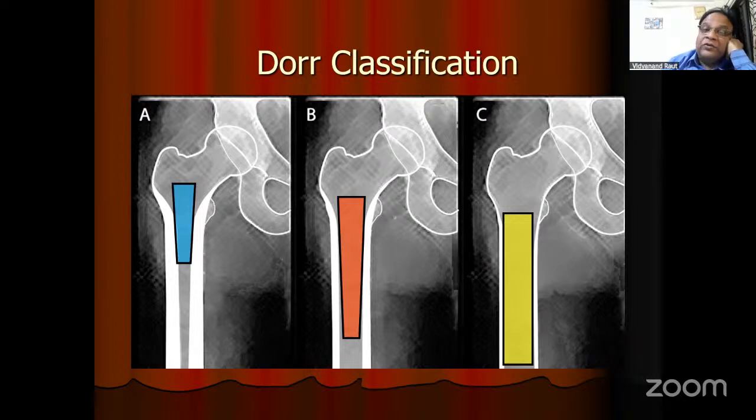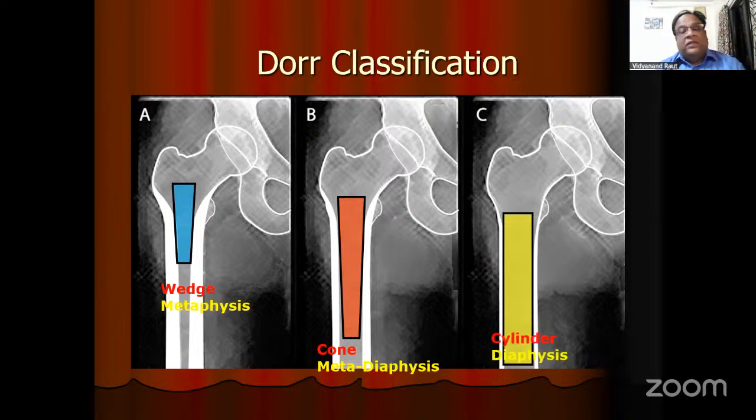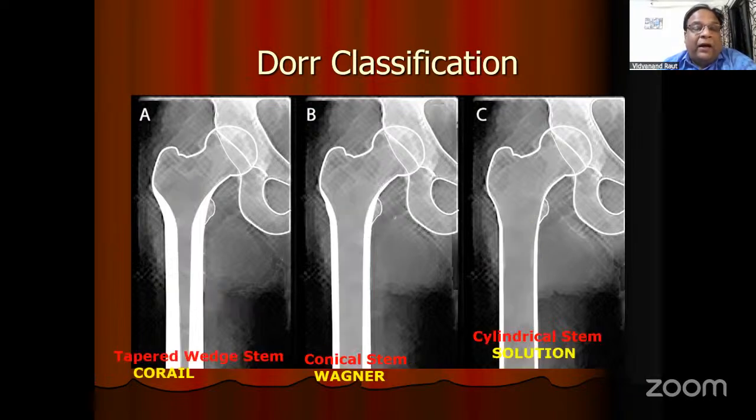Okay. So let's get some examples. First is a wedge fixation in metaphysis. Second, type B is a cone fixation in metadiaphysis. And third is a cylindrical stem, which will get a hold in the diaphysis proper. The typical example for type A is a tapered wedge stem, that is the Corail.